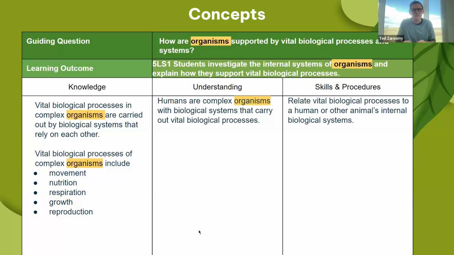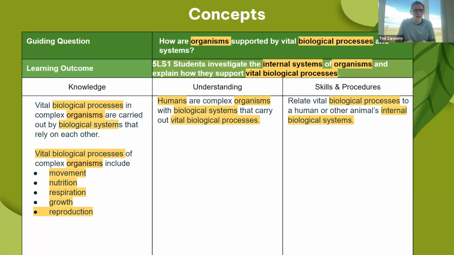For example, organisms is repeated. And if we were to do that with all the concepts, as we see on the next slide, we'd probably find that many of the things in the guiding question, the learning outcomes, and all the knowledge, understanding, and skills and procedures columns are made up of concepts. The more important, vital, or anchoring ones, whatever we want to call them, are repeated often, such as vital biological processes, systems, organisms, and so on.